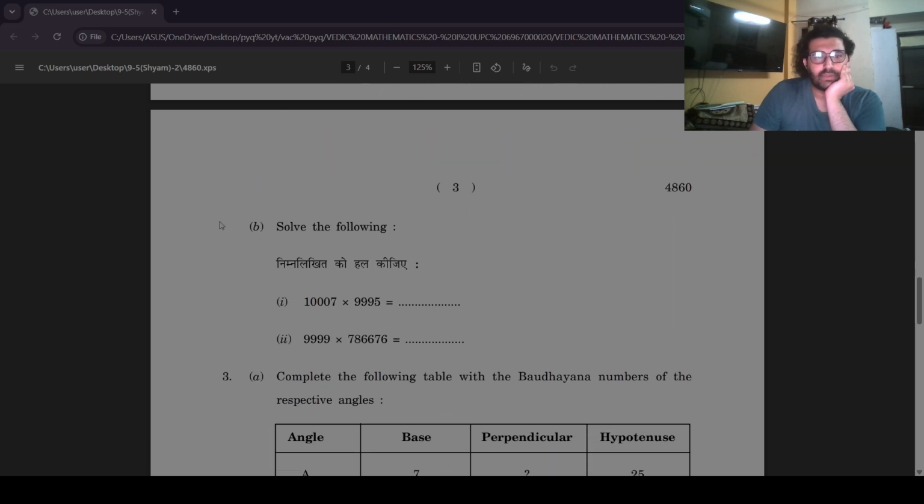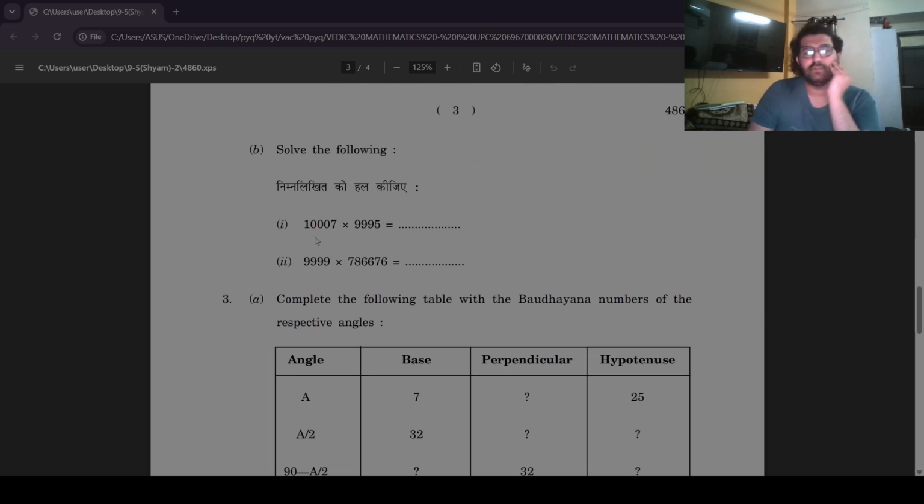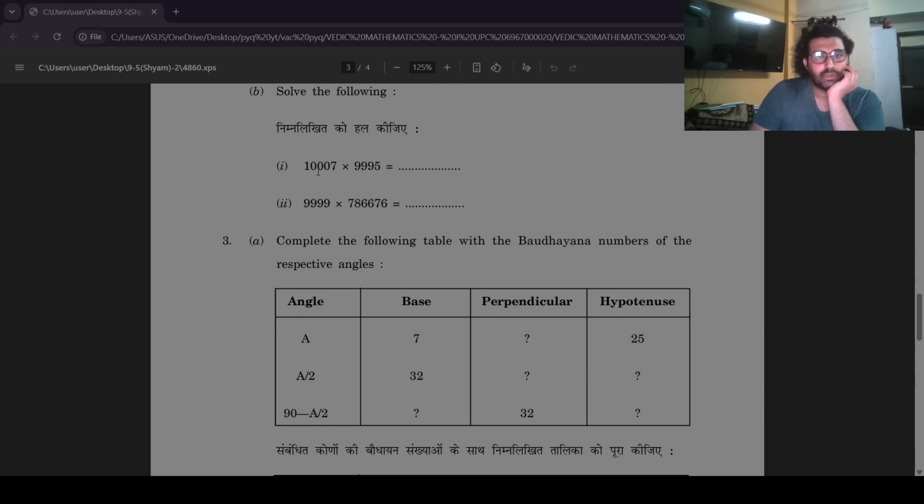Okay. And for part B, solve the following. Here are the two expressions. Okay. You can see on the screen.